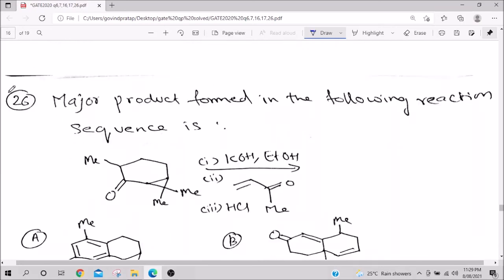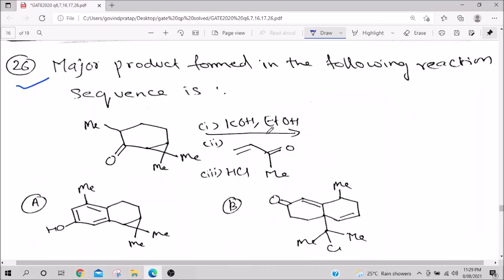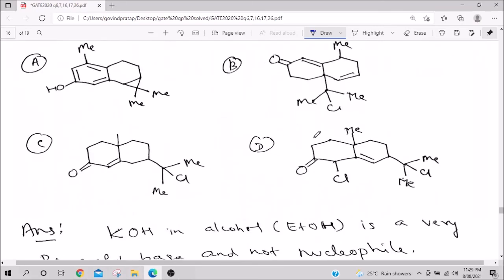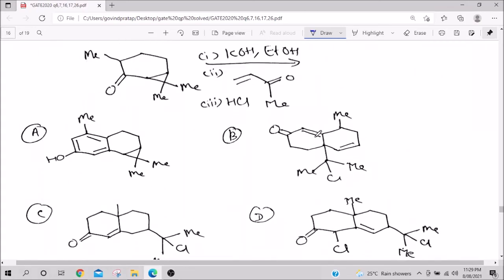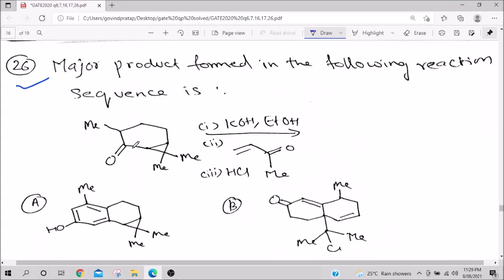Now last question, question number 26 for today's lecture. The product formed in the following reaction sequence. Now this looks very complicated, and unless you follow the full mechanism, just looking at the product and telling which one is very tough. So basically we have this molecule, we have a ketone, and we have ethanolic KOH.